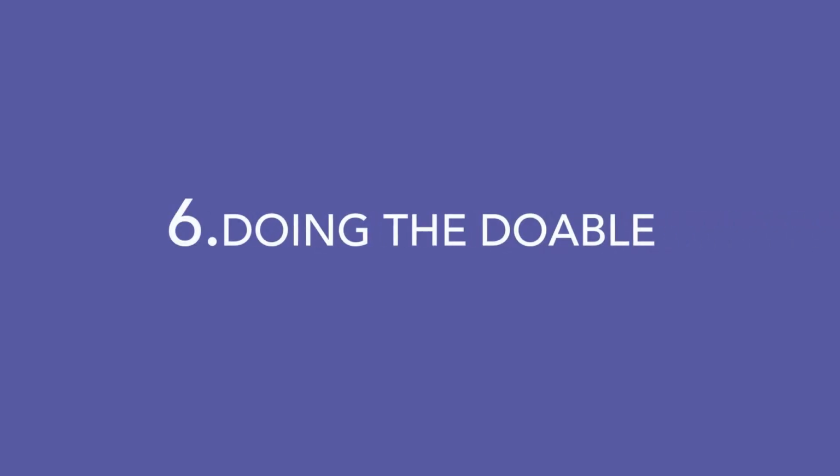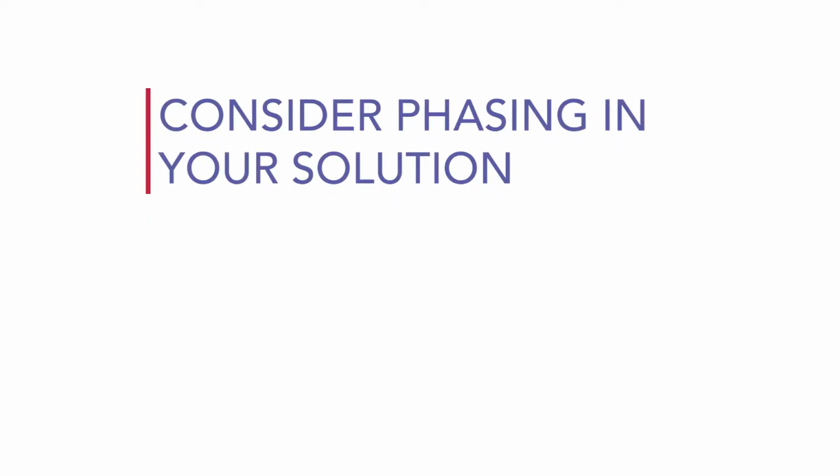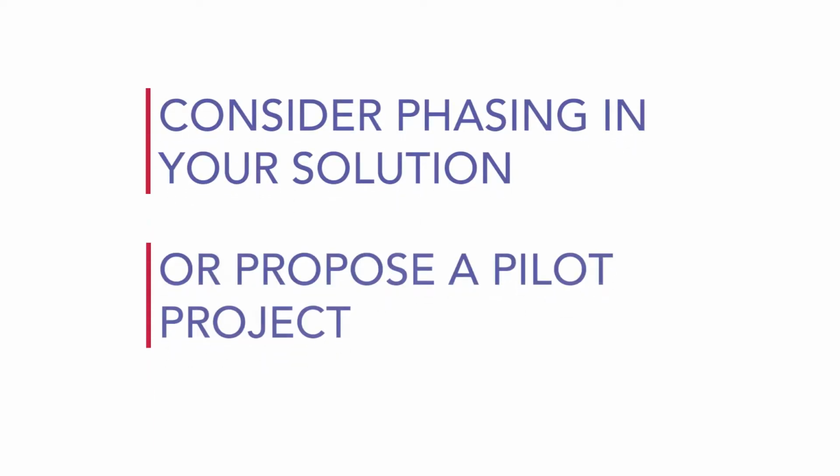Now we come to step 6, which we call doing the doable. This step is critical in overcoming budget obstacles and also in addressing concerns that the changes you are asking for, although desirable, are beyond the capacity of the school district to accommodate given everything else that they are working on. Here is where you need to consider phasing in your solution, or if there is still reluctance, you might propose a pilot project.